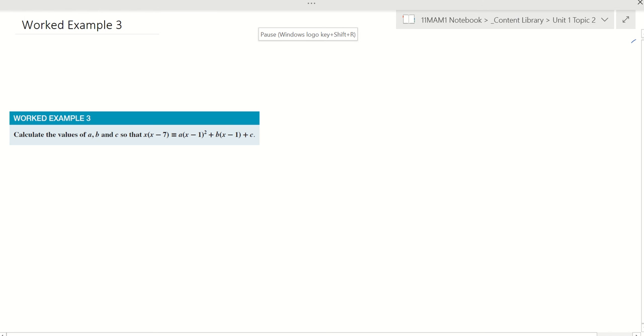Okay, so in this one, we're trying to find out what the values for a, b, and c are. And it has this funny looking three lines. So this three lines means that it's equivalent to. So let's do an example.